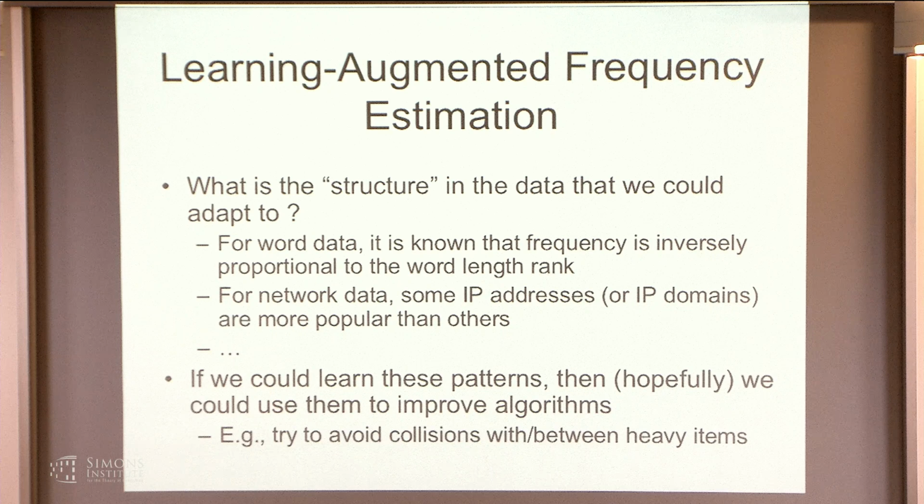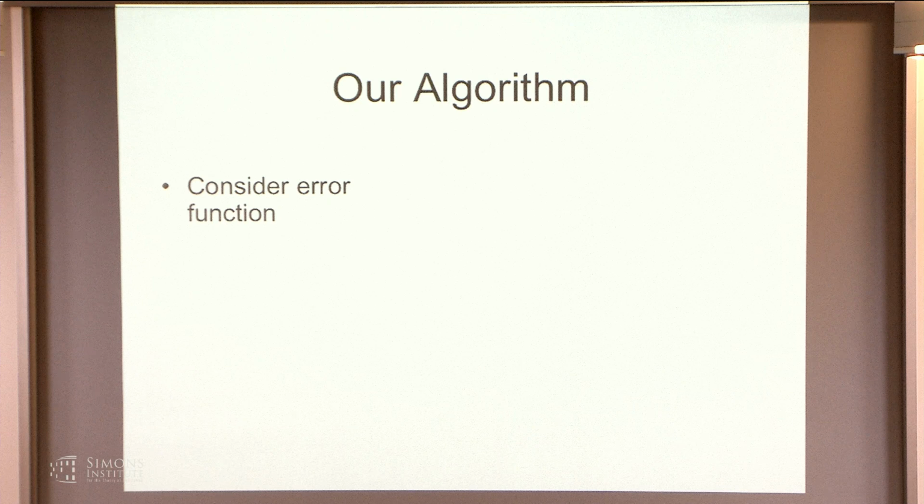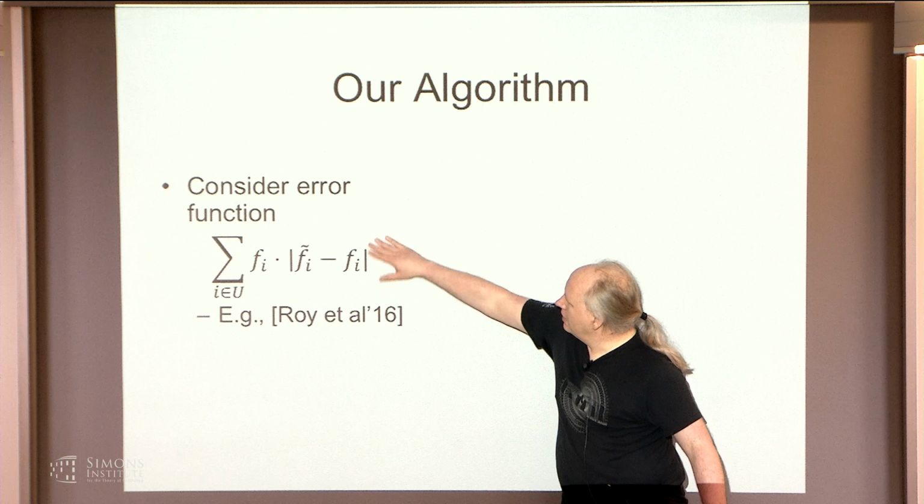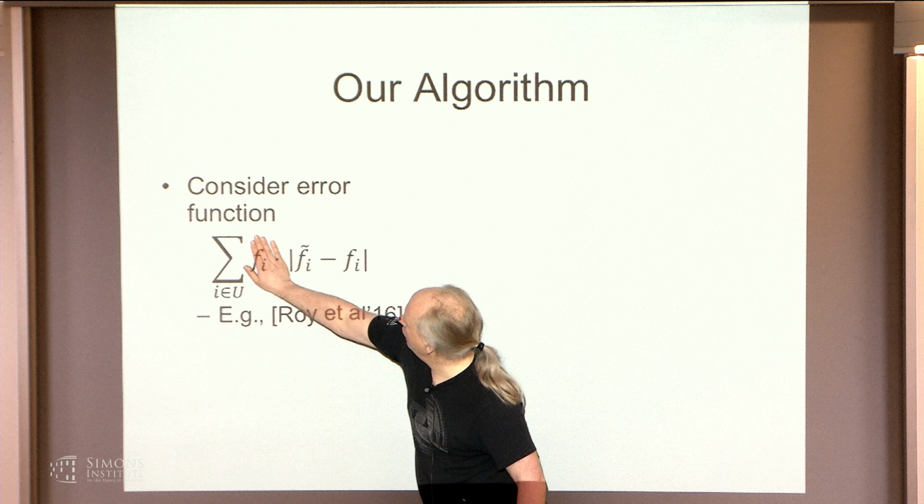So it works as a thought experiment. Let's see what exactly we do. Here is our approach. First of all, we have to define some sort of overall loss function, some sort of overall error that we aim to optimize, if we want to have a trade-off between space and error. What we use is this loss function. This is basically a standard L1 error, except that the error is weighted by the frequency of the item.